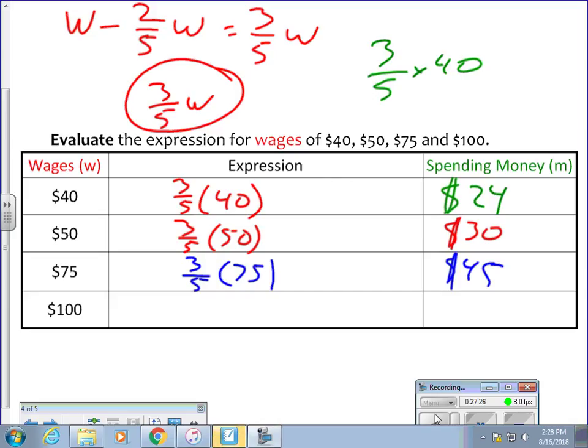And then 100. 3/5 of 100 ends up being how much? $60. Not too bad, I hope.